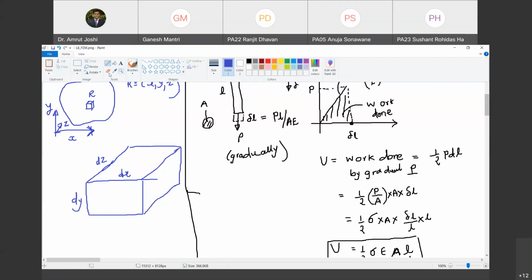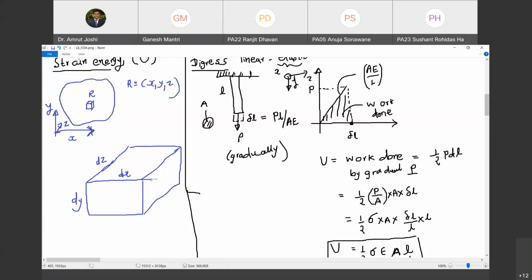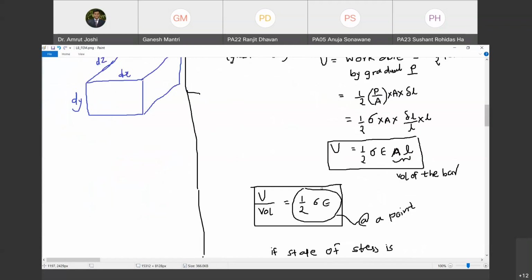Now tell me, how small should this dx, dy, dz be? Infinitesimally small is a pleasing answer to a mathematician. But to a physicist, I must understand how small they should be. They should be so small such that I can assume that the stress tensor and strain tensor are going to remain unaltered. Are you with me?